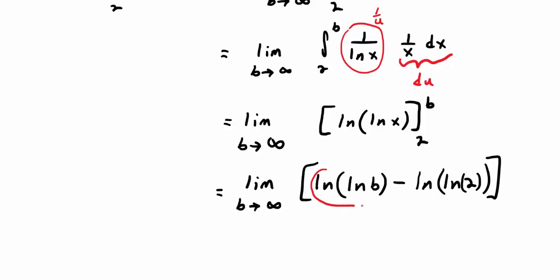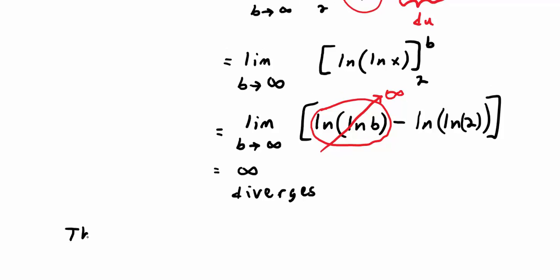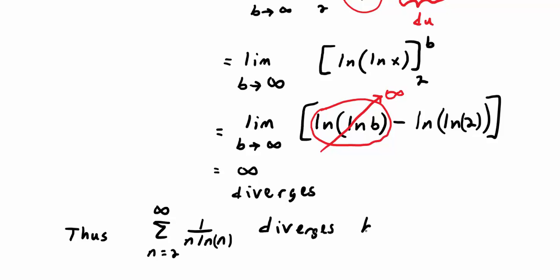So the big picture is this guy is going to go to infinity. And then this guy has no effect on anything. So what are you going to say then? It diverges to infinity. Okay, so thus, what about the original series? Yeah, the sum from n equals 2 to infinity of, what was it, 1 over n natural log n. Diverges by the integral test.